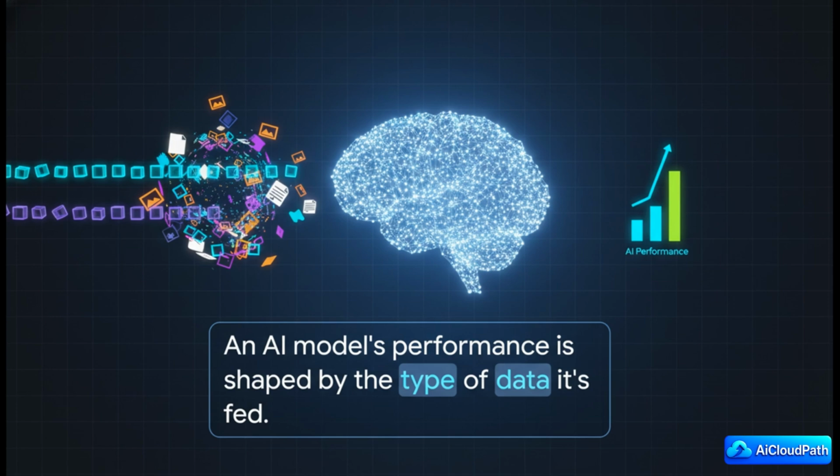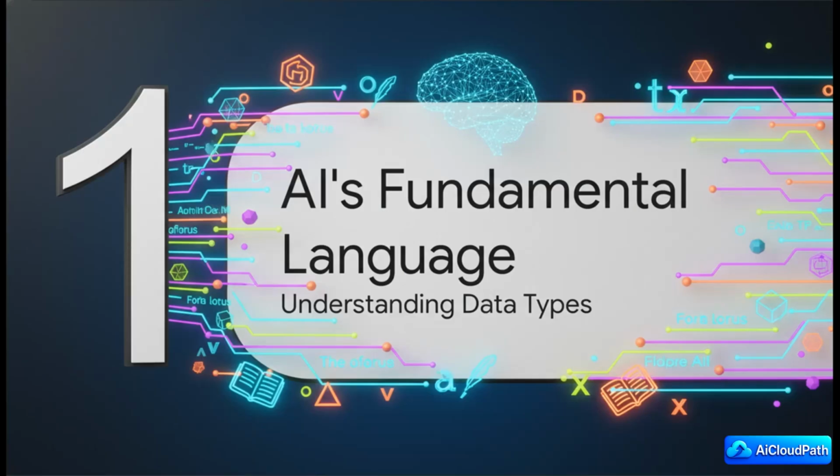The performance, the accuracy, heck, the entire intelligence of an AI model, it's all shaped by the type and the structure of the data it learns from. Which brings us perfectly to our first section. You can think of these data types as the fundamental language of AI. And if we want to get fluent, well, we've got to learn the grammar first, right?